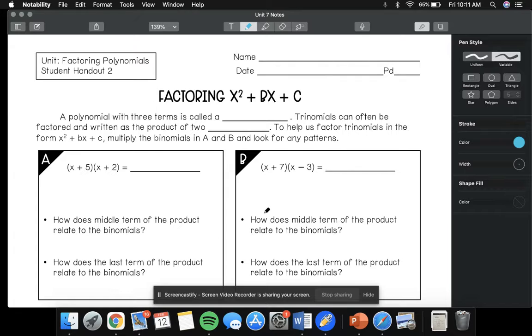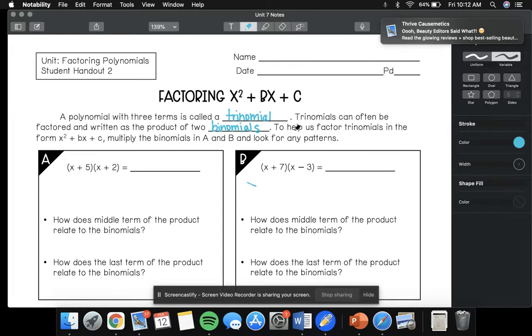So a polynomial that has three terms is called a trinomial. So we learned at the beginning of this unit what a trinomial is. Tri means three. So we just have a three-part math problem, just like how x squared plus bx plus c has three parts. Trinomials can often be factored and written as a product of two binomials. And so we'll talk about what that means. We've actually already done this.